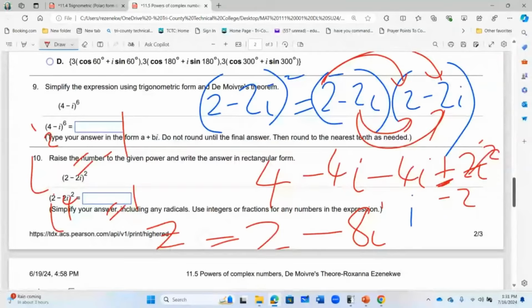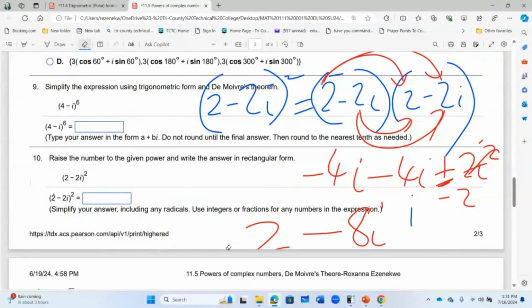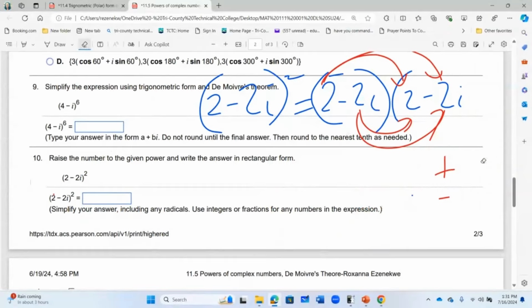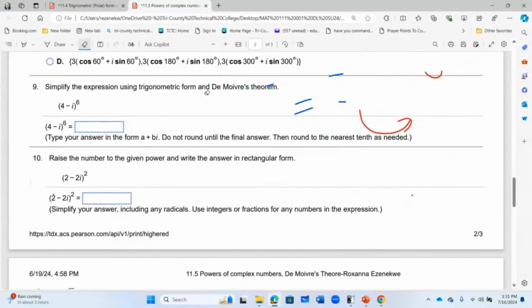But guess what? You will not be able to FOIL all the time. Okay, so we want to redo number 10 using a multiplication formula. So we are going to powers of i. De Moivre's theorem discovered how to evaluate powers of i. So we are going to talk about it now.